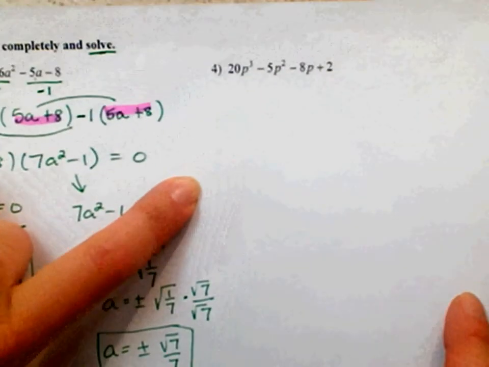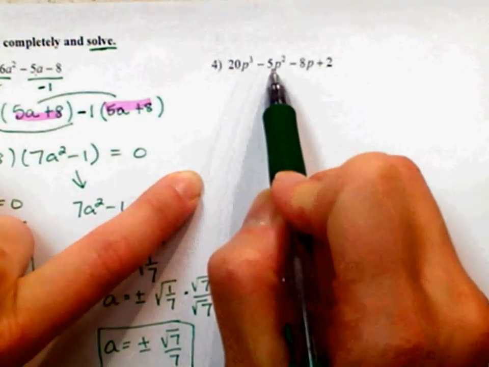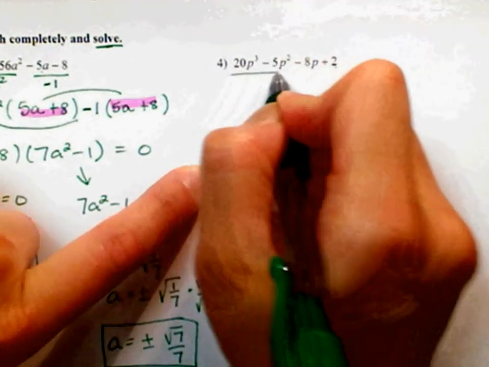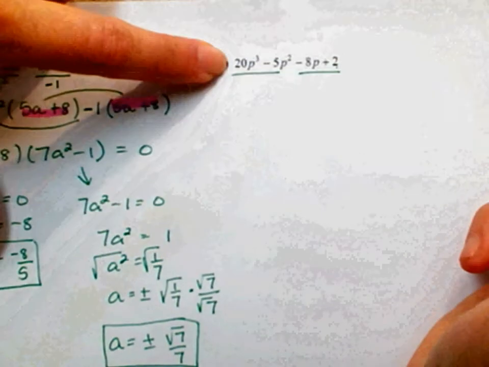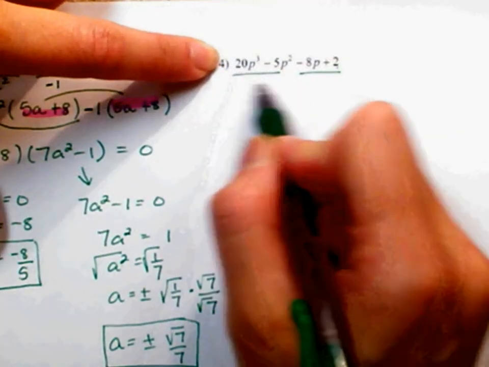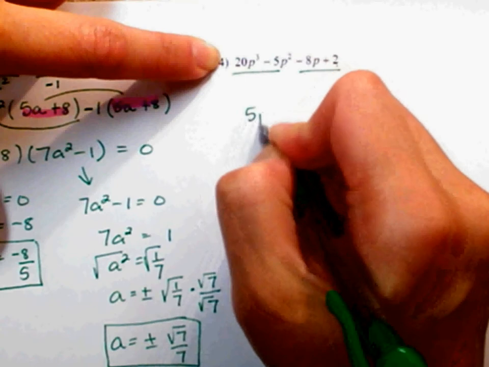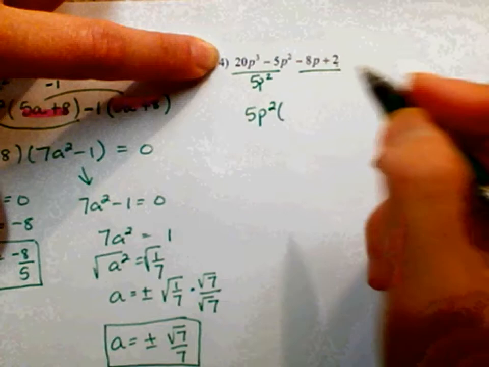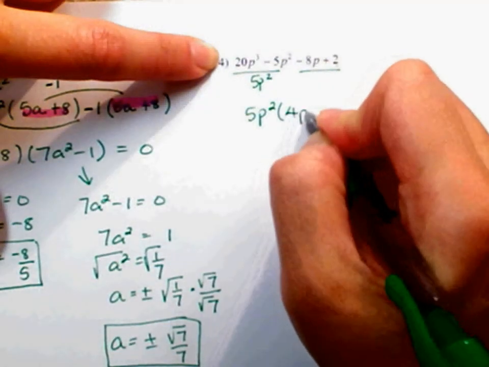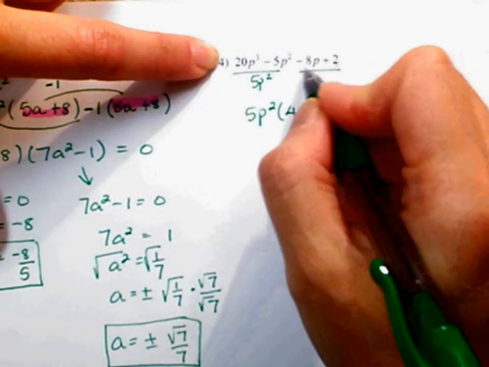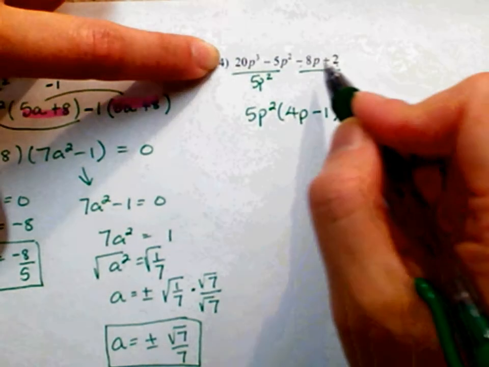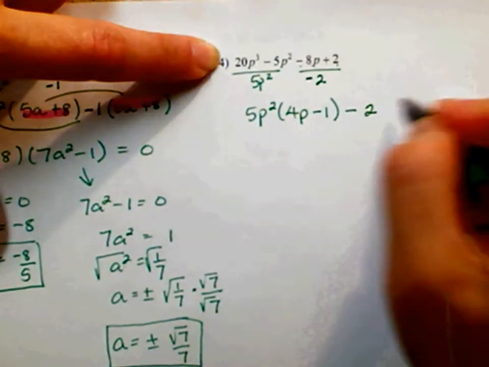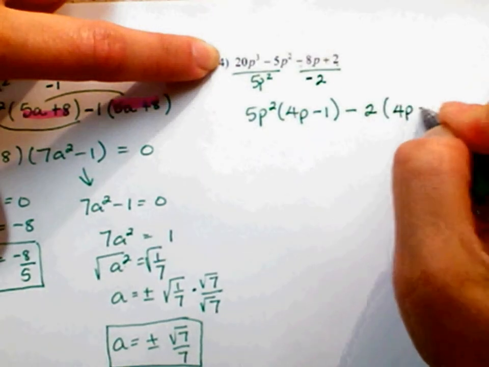Okay. Count your terms. 1, 2, 3, 4. I'm going to try grouping, and we'll see if that works, okay? Same thing. What is the greatest common factor that goes into both of those? 5p squared. So you're going to factor out 5p squared from each one. And when you do, you have 4p minus 1. Keep your sign. Bring that over. What do those 2 guys have in common? A 2. Factor out negative 2. When you do that, you have 4p minus 1.